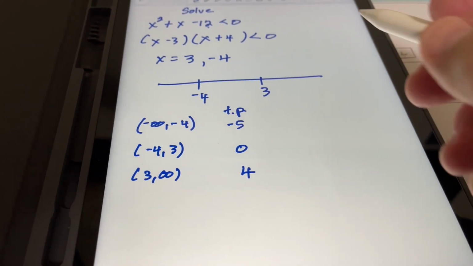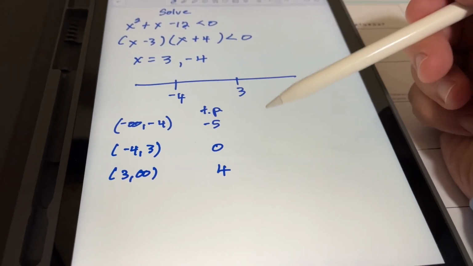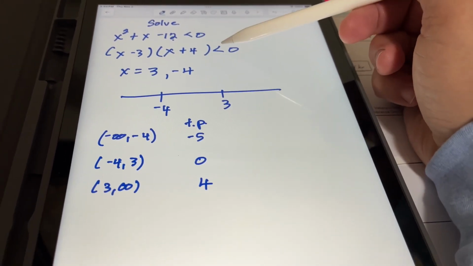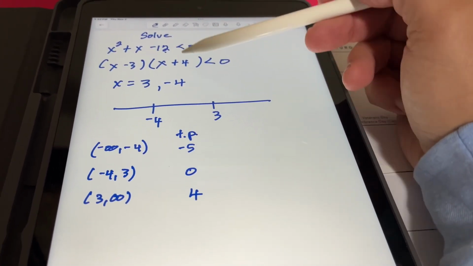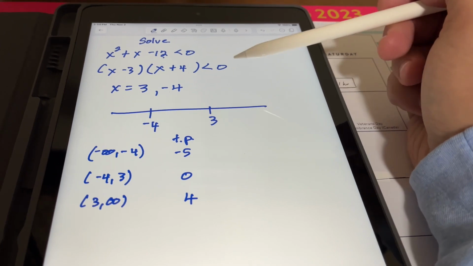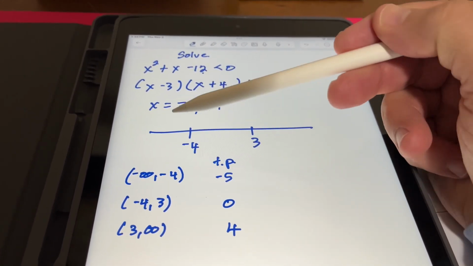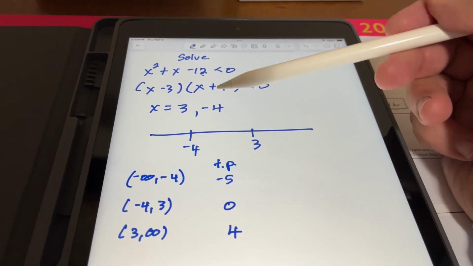Now that I have those test points, what I want to do is find out if those are going to yield negative or positive results. And the reason I'm going to do that is because we're looking for something that when multiplied will be less than 0. In other words, it'll be negative. So we want to find out which one of these gives negative answers to this.